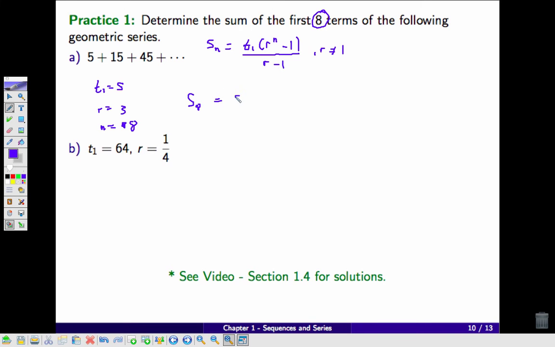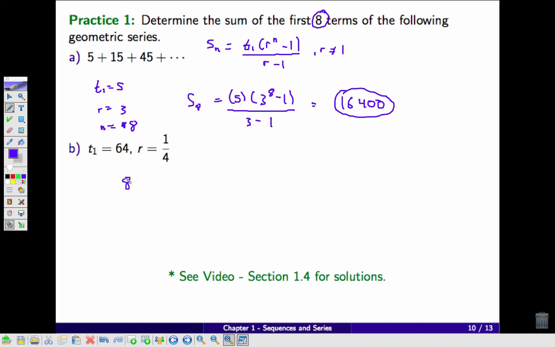So S8, we're just going to plug and solve. I'm going to leave the solving to you here, and I'm assuming we can all solve this question, right? 3 to the power of 8, you're going to have to compute that, then minus 1, times 5 divided by 2, right? So this is going to come out to be 16,400. Okay, that's the sum. It can grow quite quickly, as you can see, just in 8 terms.